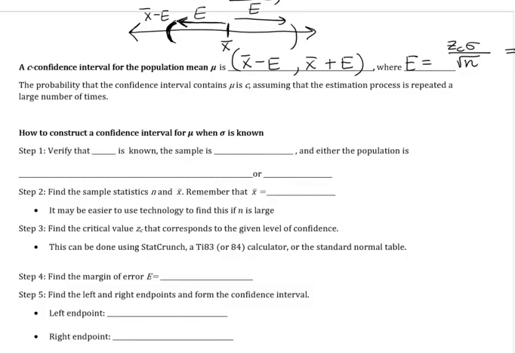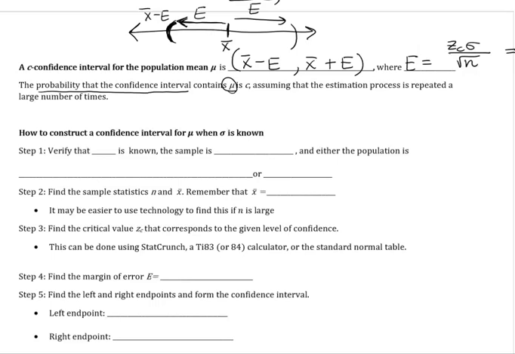And then again, the whole interpretation of this interval is that the probability that this interval contains the parameter we're estimating, the population mean mu, is C, whatever level of confidence we chose, assuming the estimation process happens over and over and over again. So let's talk about the steps. Sometimes I find that students find it helpful to have a list of steps to follow when constructing a confidence interval. So let's outline very clearly what we're going to be doing in these problems.